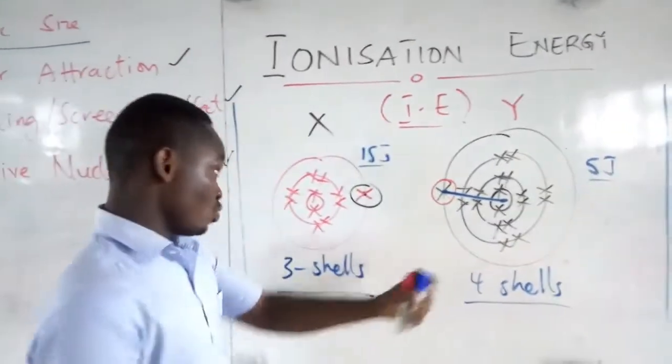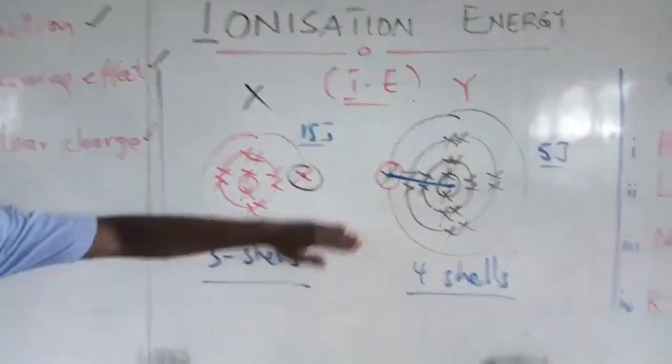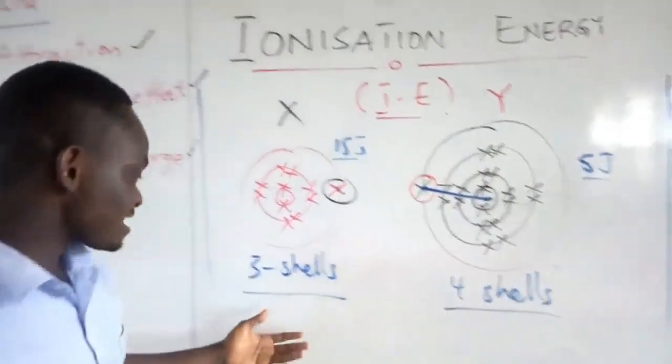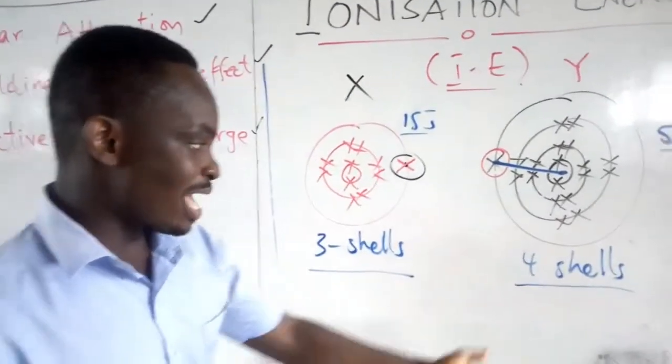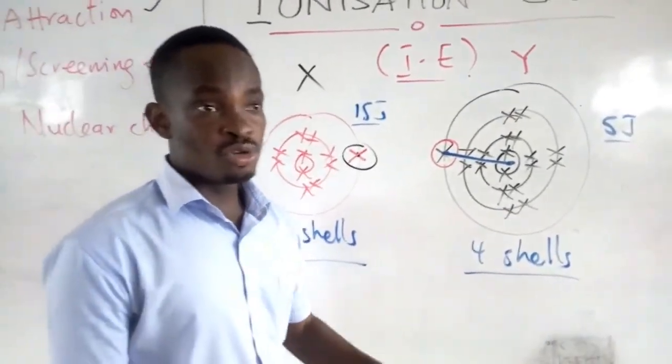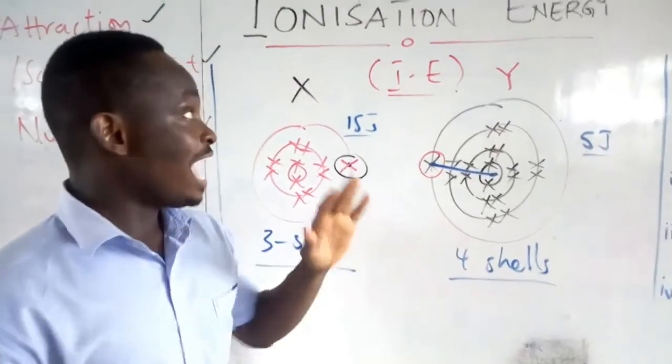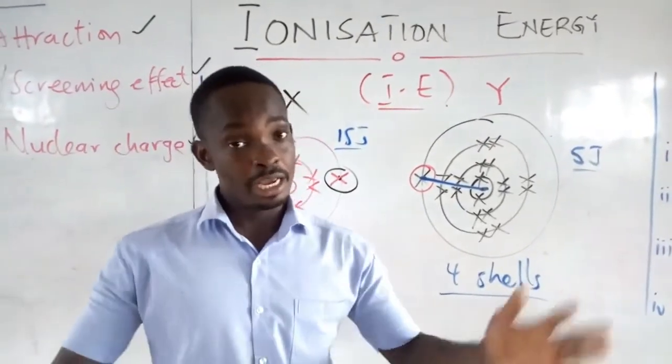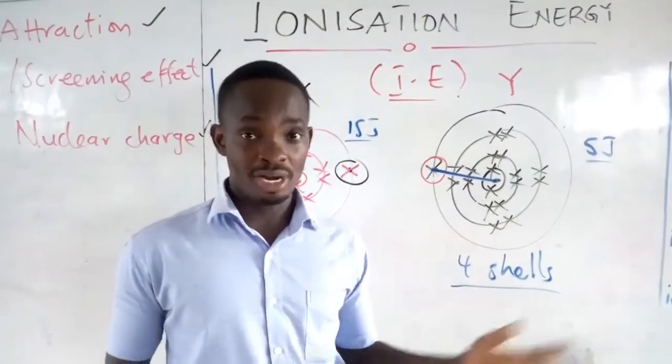So let's go. Right, so we are considering these two elements, element X and element Y. Element X has 3 shells, element Y has 4 shells. We look at which one will have a high IE and which one will have a low IE relatively.